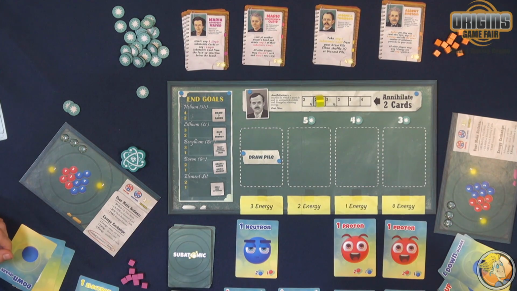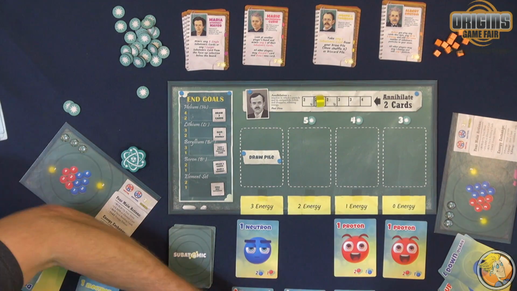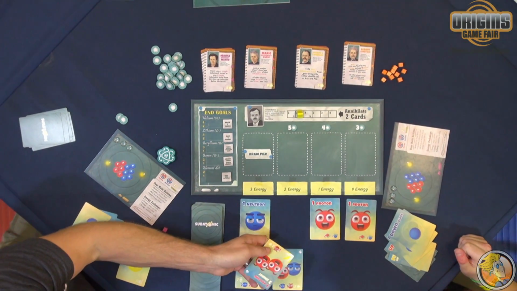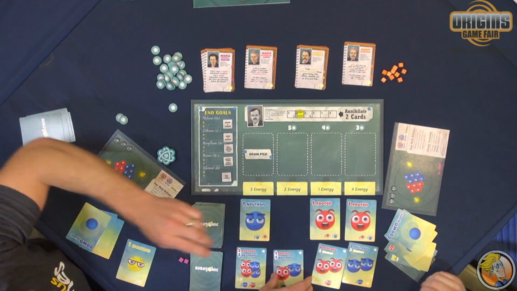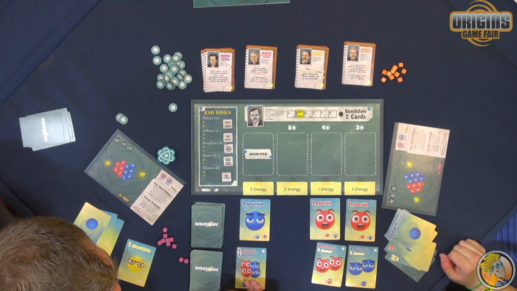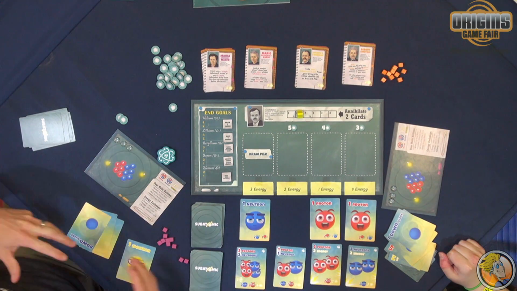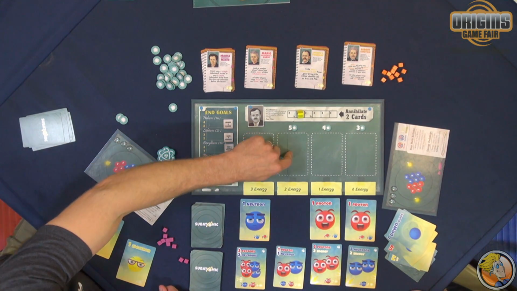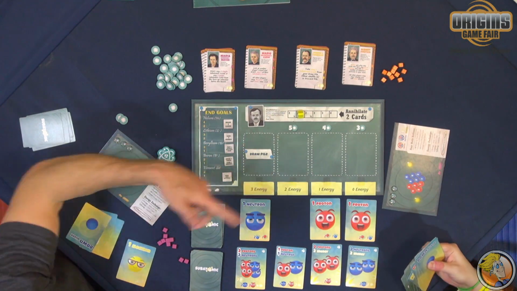I can also purchase, later on in the game, these bigger cards, which are either 2 neutrons or 2 energy, or 2 protons and 2 energy, or those are even better, 1 and 1. Now, what am I actually trying to do? How am I going to win the game? Well, I noticed that I don't actually have any element cards out here. That's unfortunate.